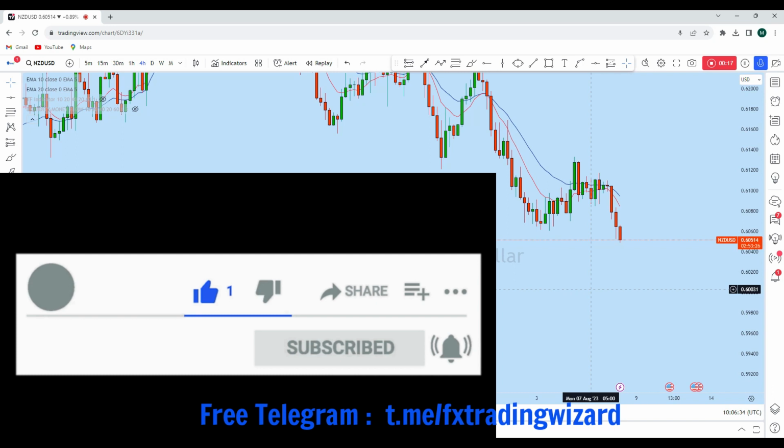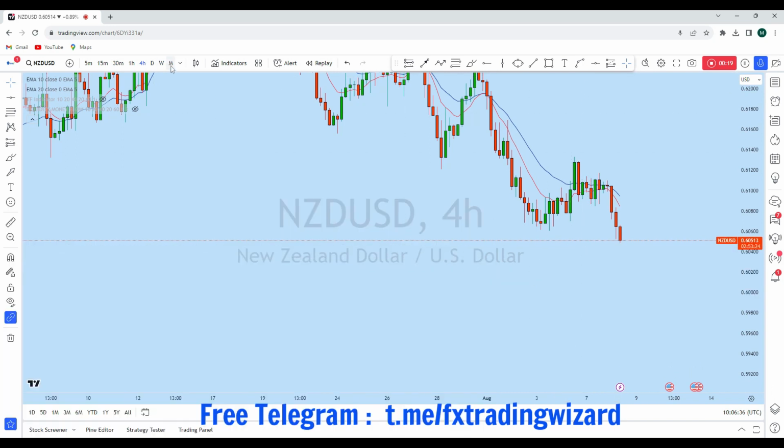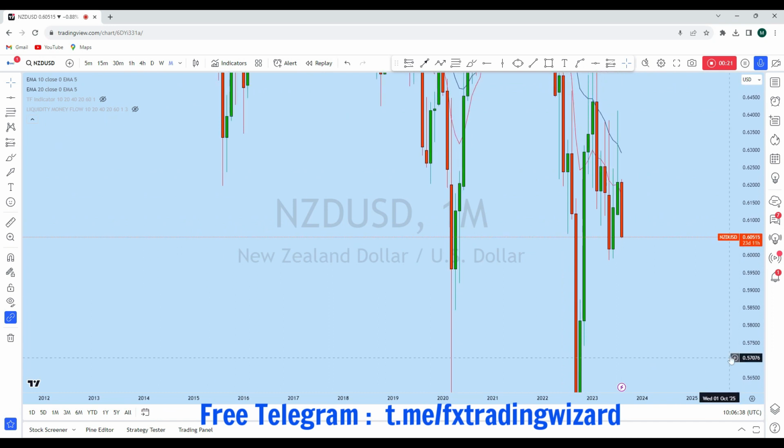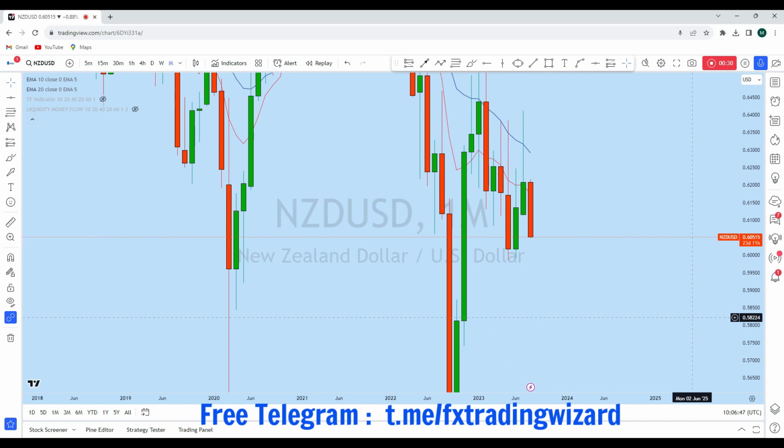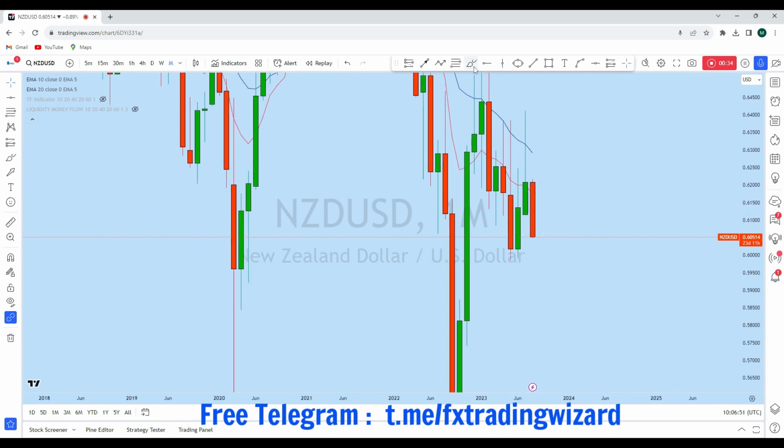Now before we discuss how we can trade, first let's look at the bigger picture, looking at the monthly time frame to see the overall direction in the market. From the monthly, we can see that NZDUSD is currently highly bearish. If we look at the previous monthly candlestick pattern, we saw that there was a long wick candle on the monthly.